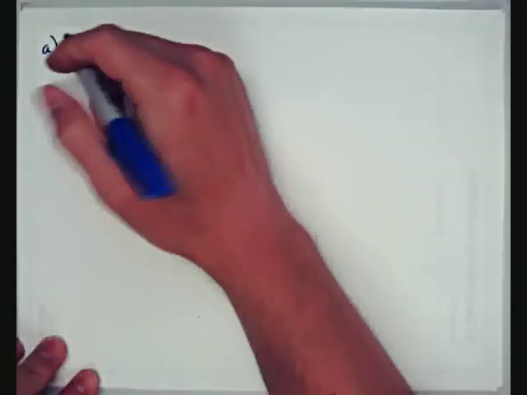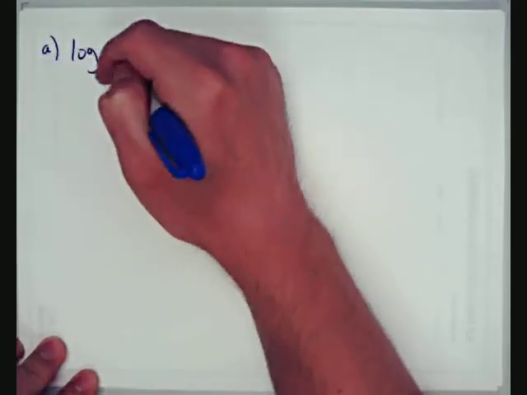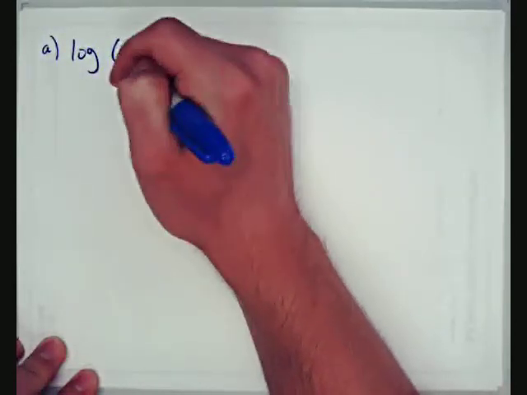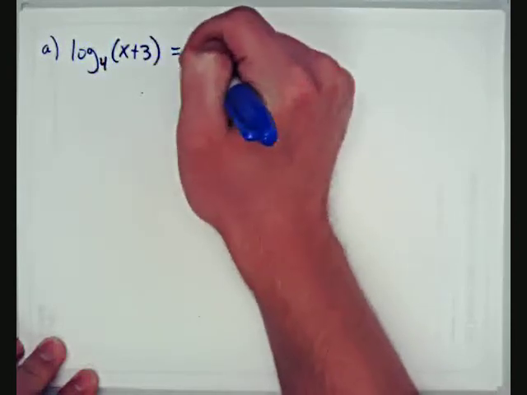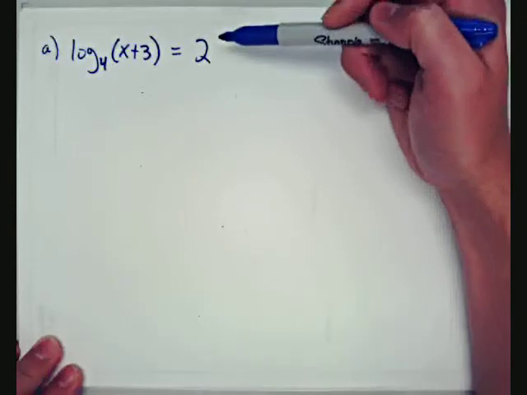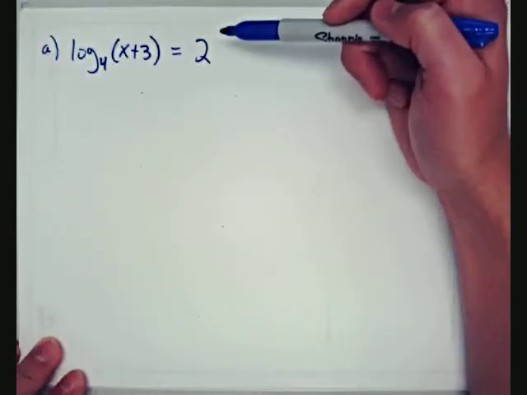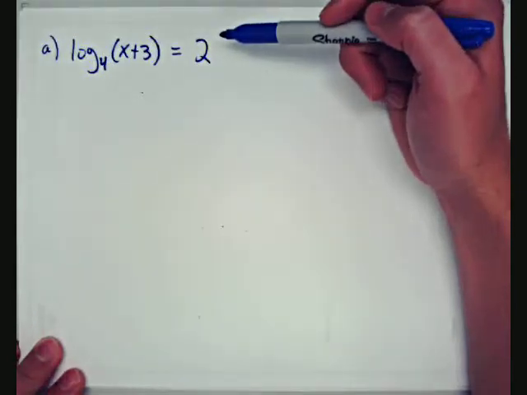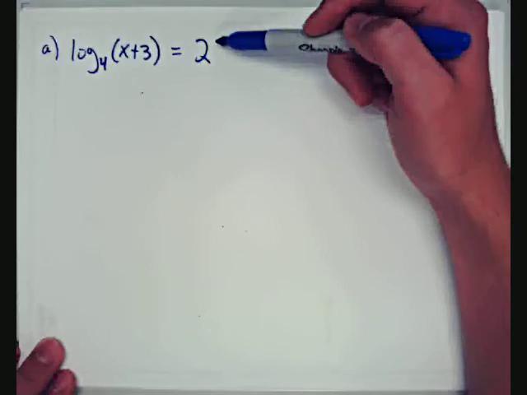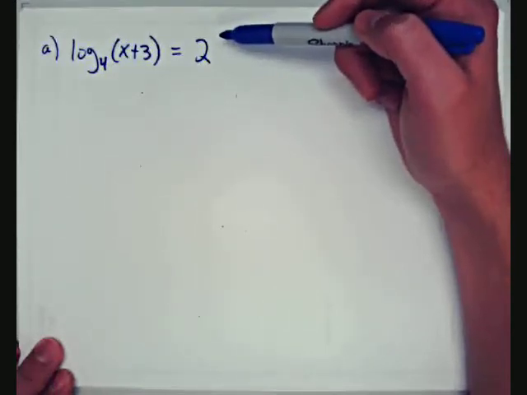If we're unable to rewrite our equation in the proper form to use method 1, we'll need to use method 2. Method 2 is to use the definition of the log to rewrite the equation in exponential form. So example number 5, part A, we have the log of x plus 3 base 4 equaling 2. Notice we have this 2, which is not a part of a log expression. That's an indicator that we need to use method 2 instead.